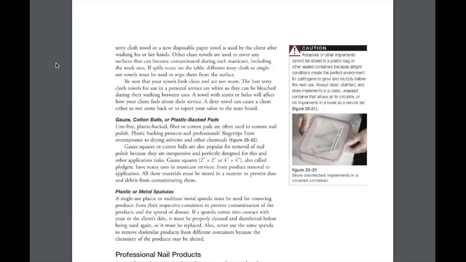Your plastic or metal spatulas, a single use plastic or a multi-use metal spatula, must be used for removing products from their respective containers to prevent contamination of the products and the spread of disease. If a spatula comes in contact with you or your client's skin, it must be properly cleaned and disinfected before being used again, or it must be replaced, thrown away. You never use the same spatula to remove similar products from different containers because the chemistry of the products may be altered. You don't know if those chemicals will mix together and make it chemically unbalanced.